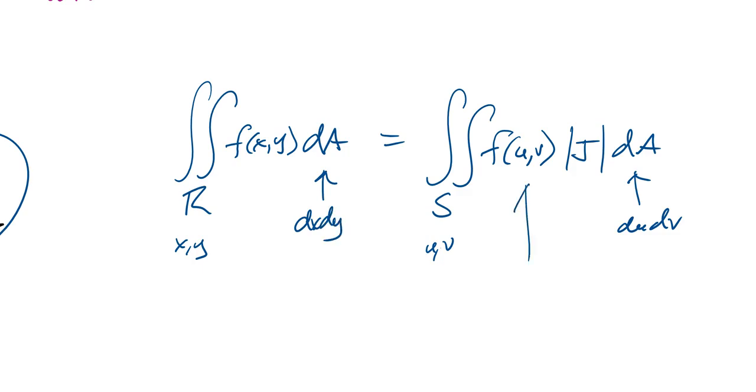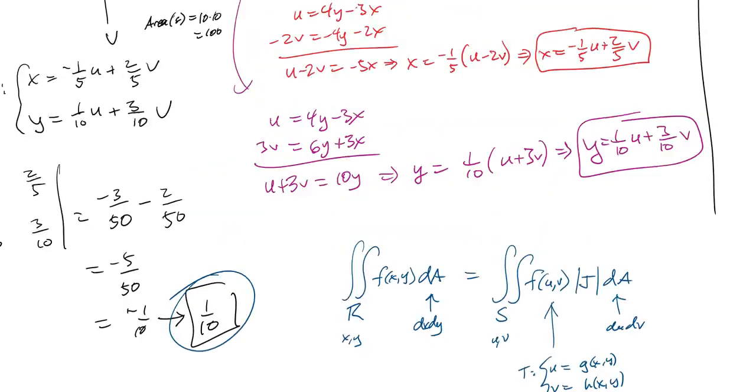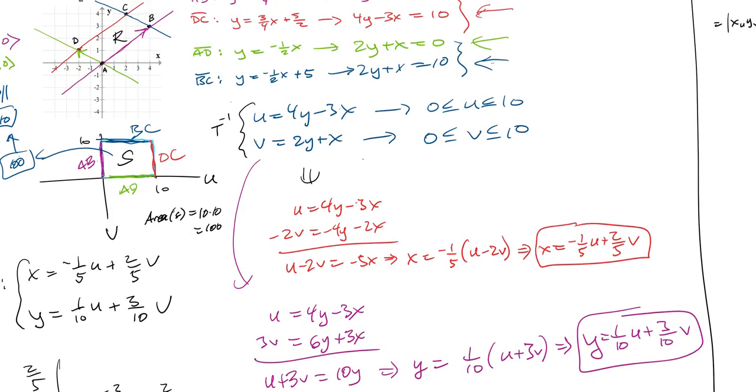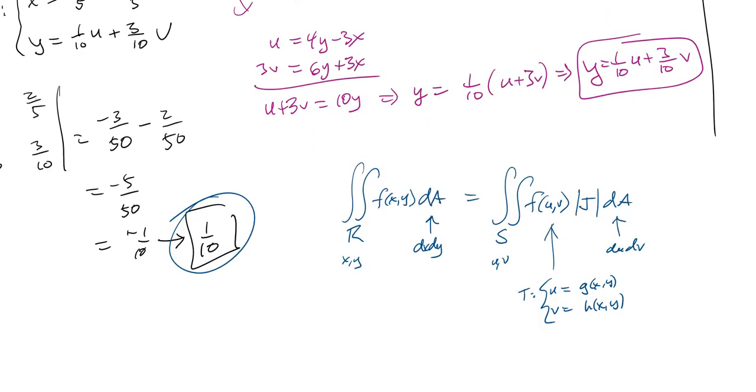This u and v here will be the transformation that we got before. So u equals and then v equals some function of x and y, and some function of x and y here, h of x, y. That's our transformation. That's why we had to get this guy right here. That's our inverse transformation, excuse me.